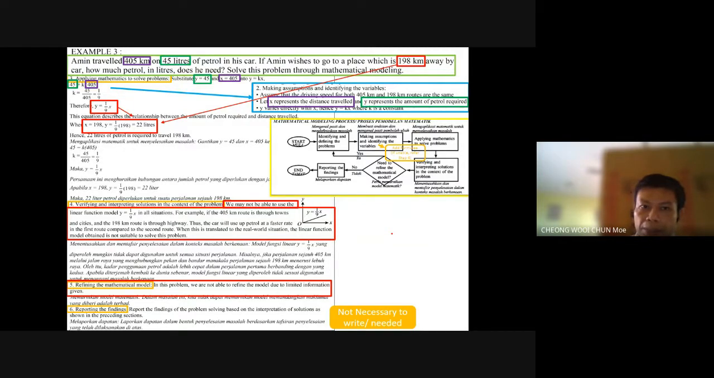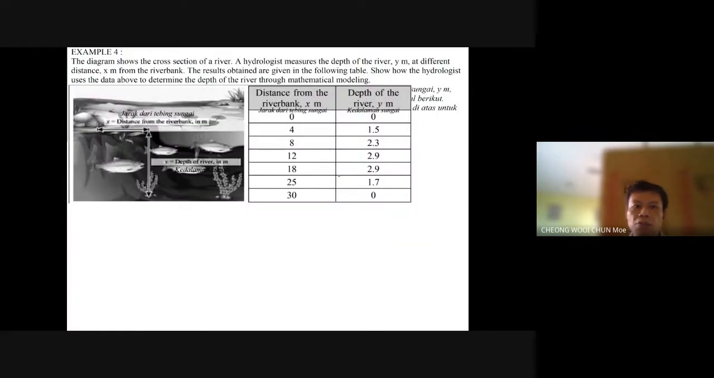Okay, this is example 3. So we can proceed with example 4. So we look at example 4. Okay, the table is given, the X and Y is given.